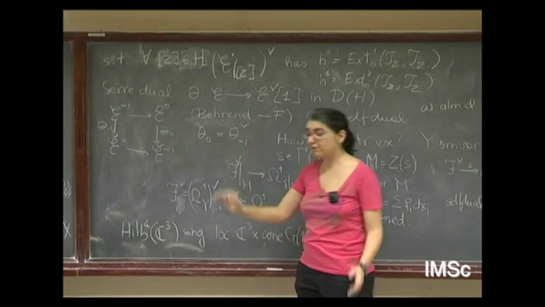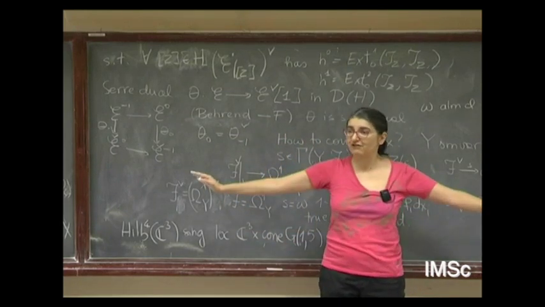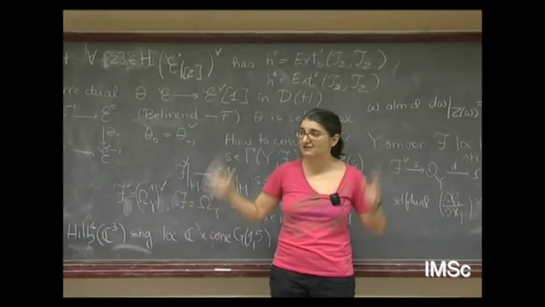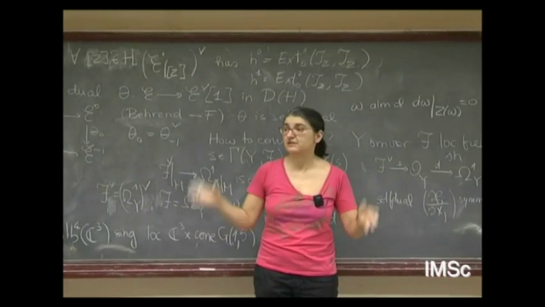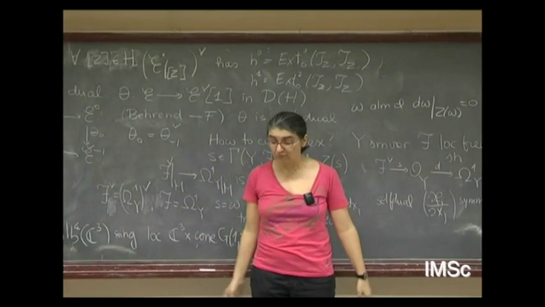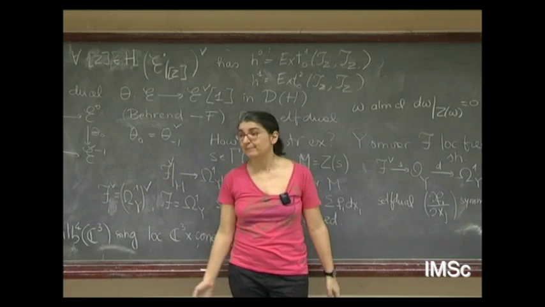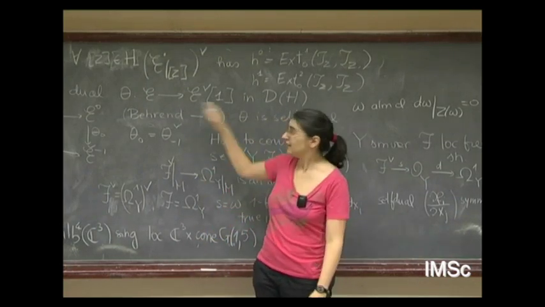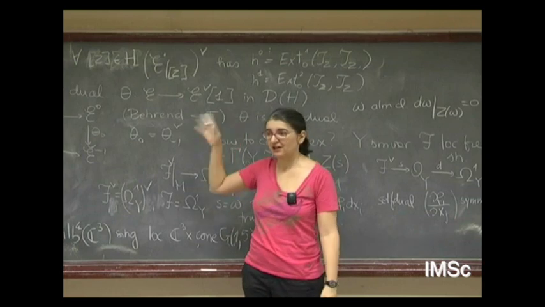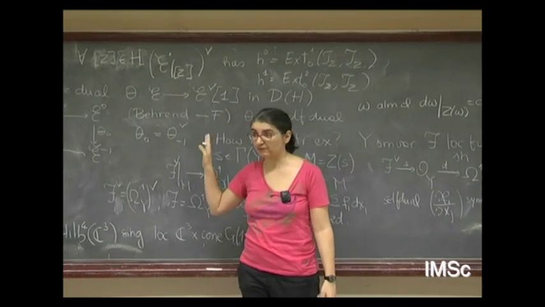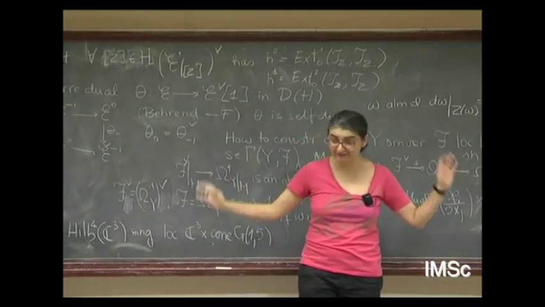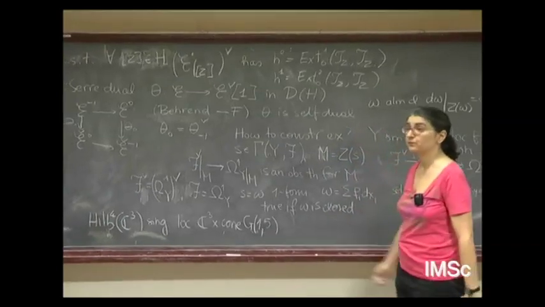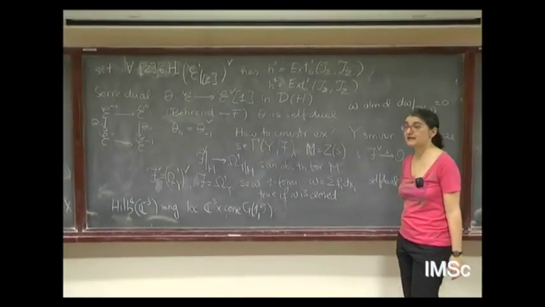So what they prove, in absolute generality, is that the derived stack of sheaves on a smooth projective Calabi-Yau whatever has a shifted symplectic structure, using this derived stuff. This is the analog of Mukai's theorem, is it? That's the analog of Mukai's theorem.